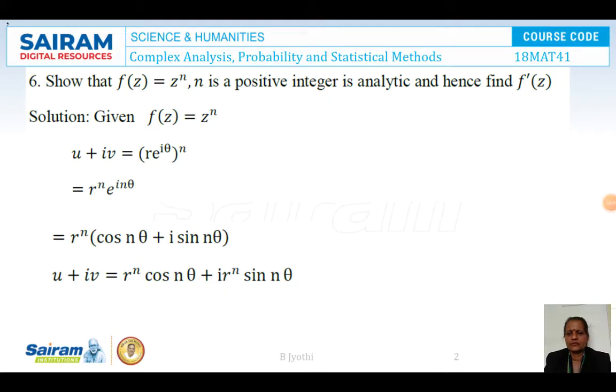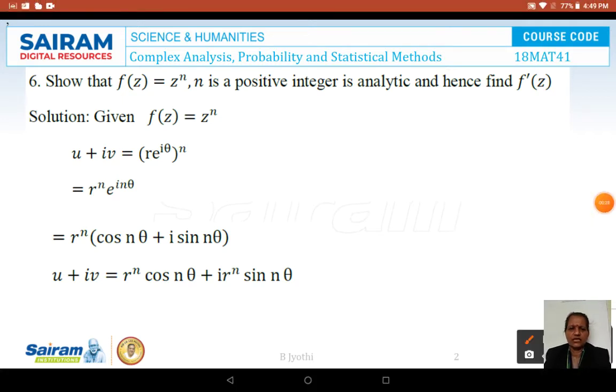So the first problem is, show that f of z is equal to z power n, where n is a positive integer, is analytic, and hence find the f dash of z. So given f of z is equal to z power n, so u plus iv is equal to (r e power i theta) to the power of n. Here we are not considering the Cartesian form because the segregation of real and imaginary parts will be difficult. So we are considering in the polar form only.